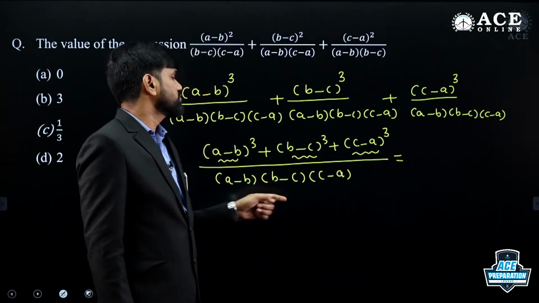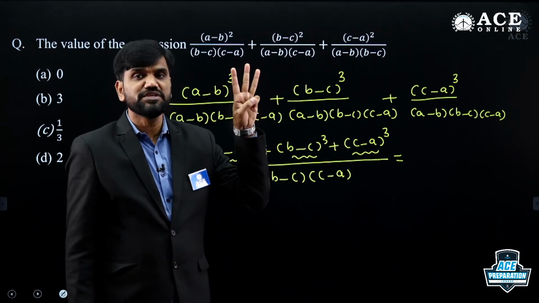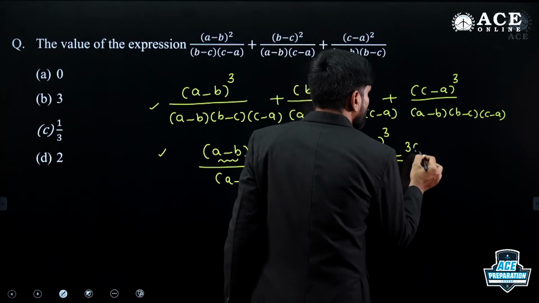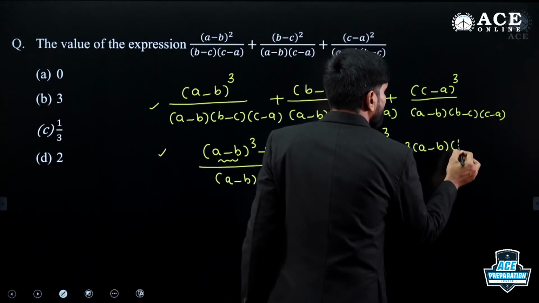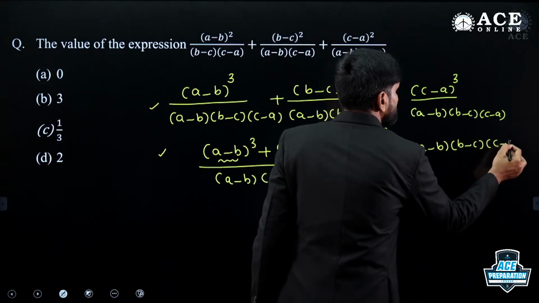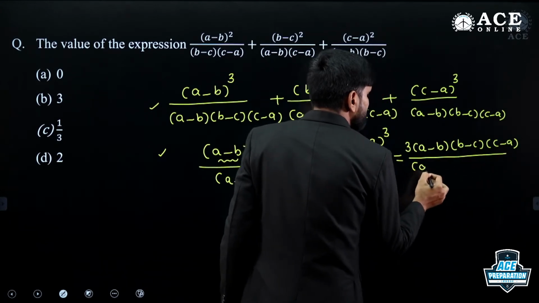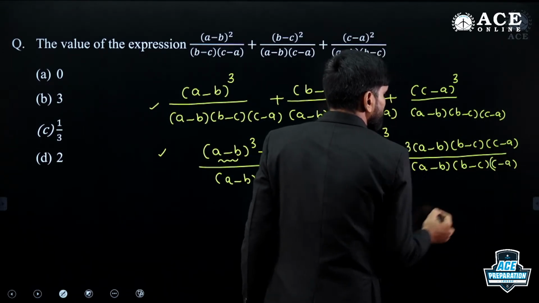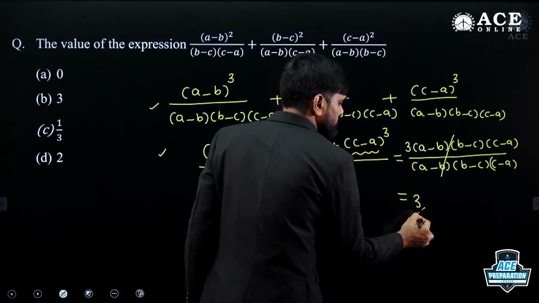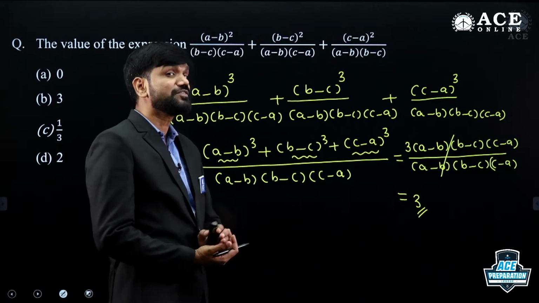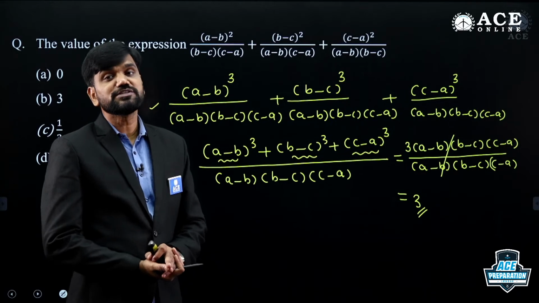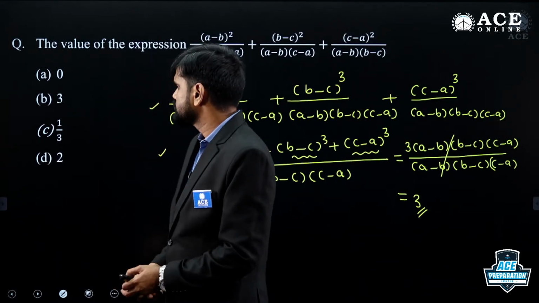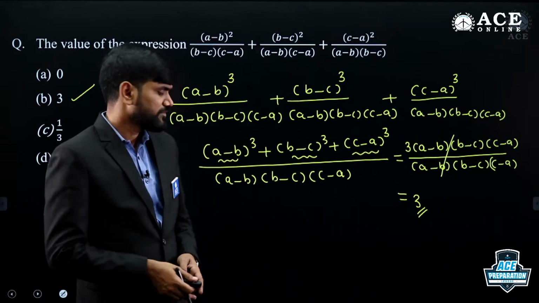If a plus b plus c equal to 0, then a cube plus b cube plus c cube equal to 3abc. So 3 into, in place of a I have a minus b, in place of b I have b minus c, in place of c I have c minus a, by a minus b into b minus c into c minus a. This will get cancelled, that will become equal to how much? 3. Here also the logic that if a plus b plus c equal to 0, then a cube plus b cube plus c cube equal to 3abc is involved. Hence your answer should be 3. It should be option B. Right? Please make a note of it.